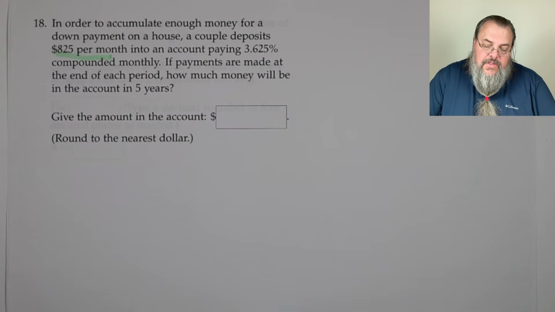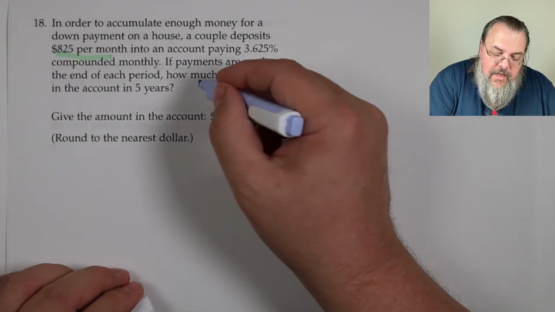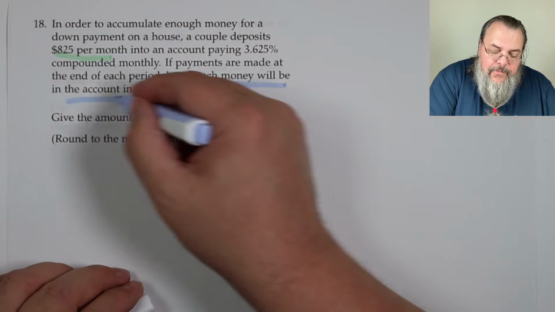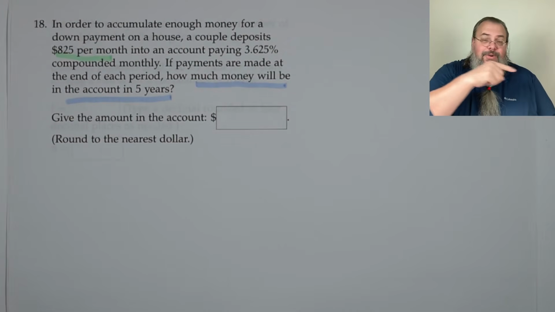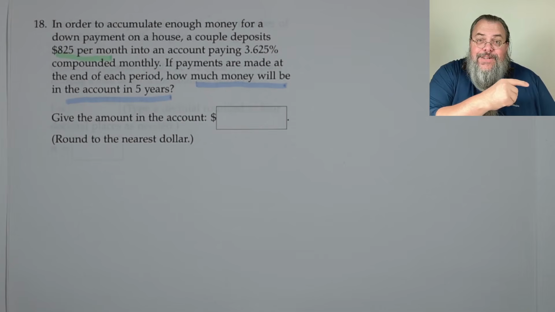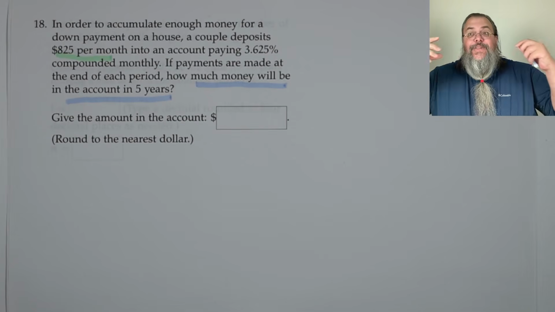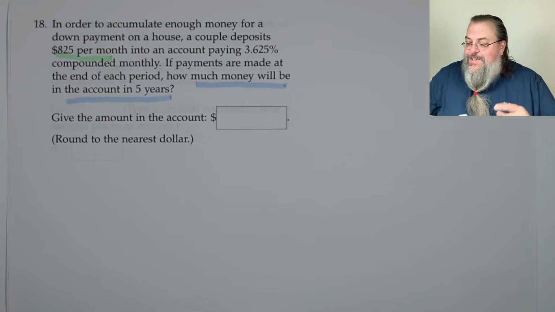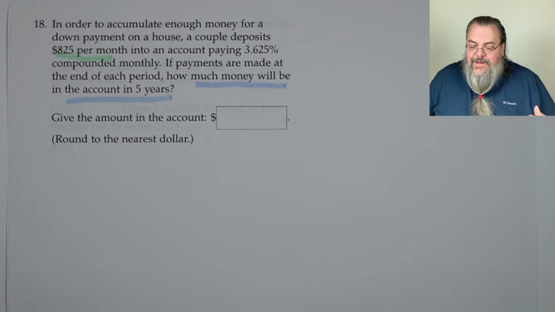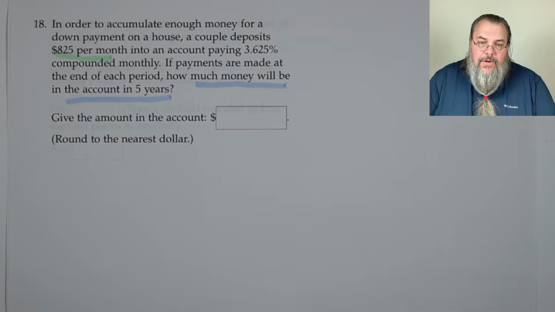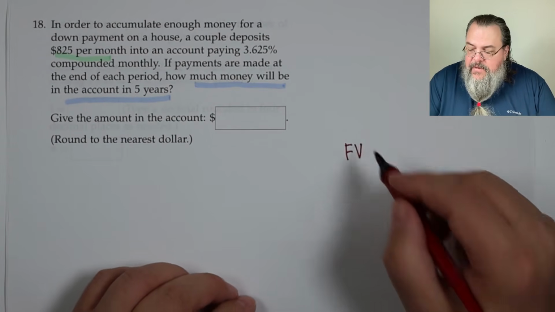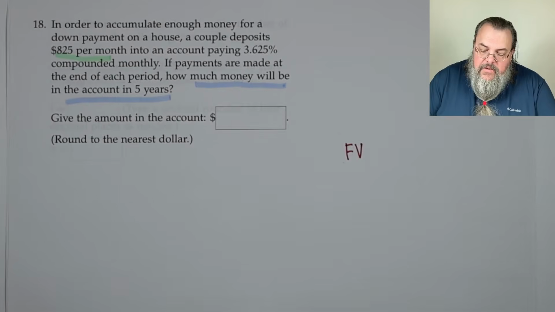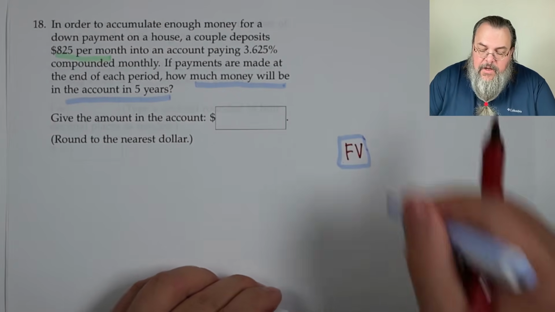So let's look at this. How much money will be in the account in 5 years? That says, hey, down the road, in 5 years from now, how much money is there? That's the future. So we're after a future value. Okay, good. Now that we know which setting we're in, there's a formula for a future value. And by the way, this is what we're trying to solve for. So this is what we want.